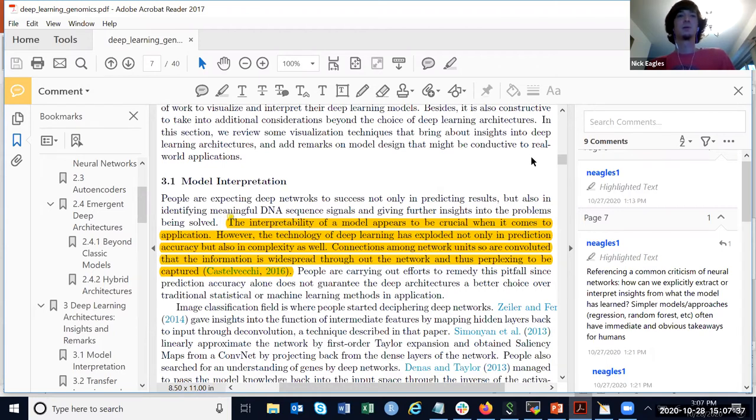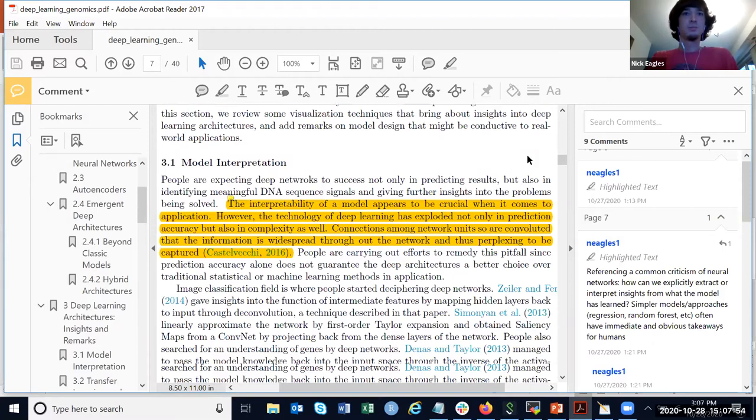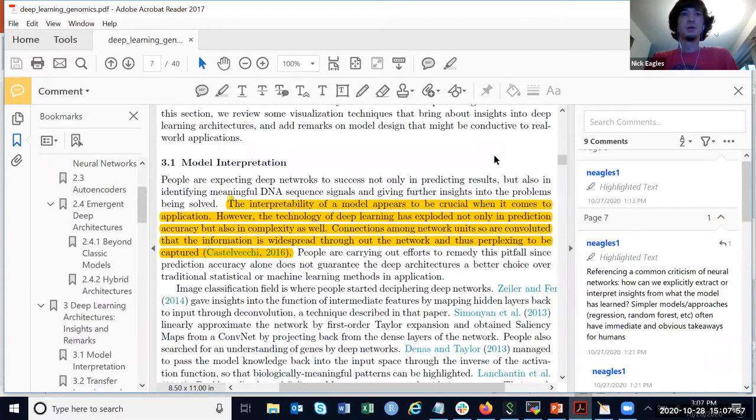A criticism of neural networks is that even though the model might learn something and be highly accurate in what it's supposed to predict, it's hard to interpret what the network has learned just by looking at the parameters. So that's just a point they briefly touch on.